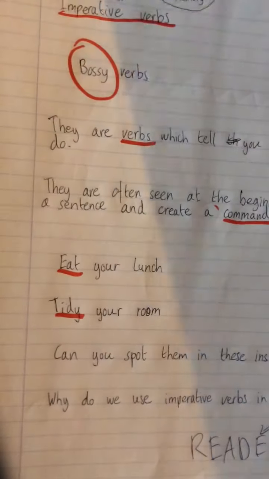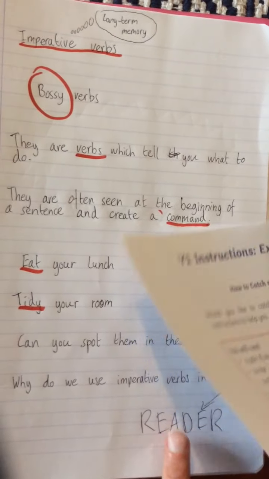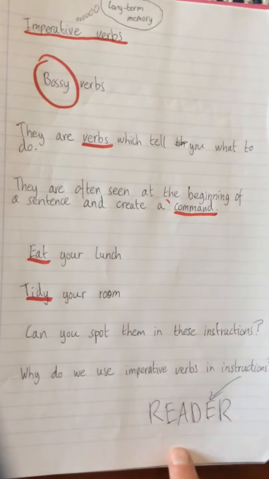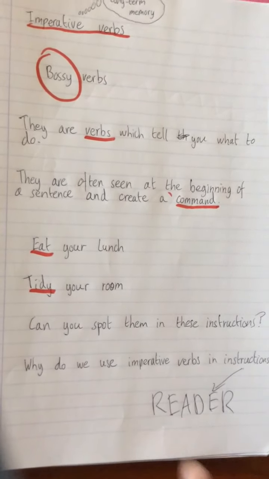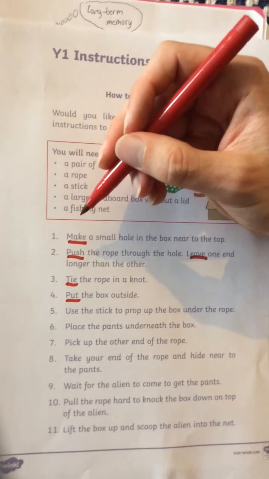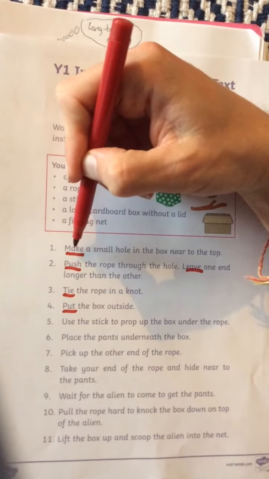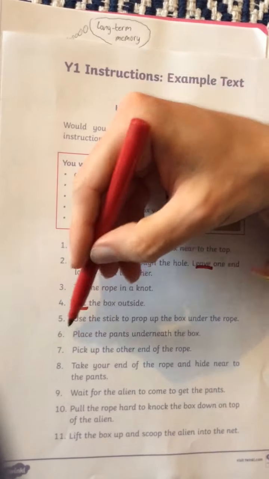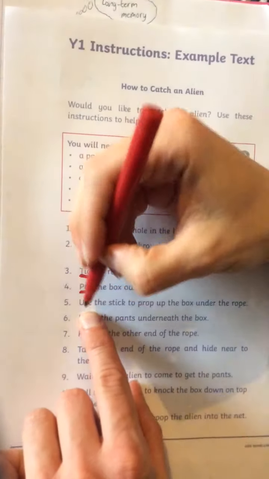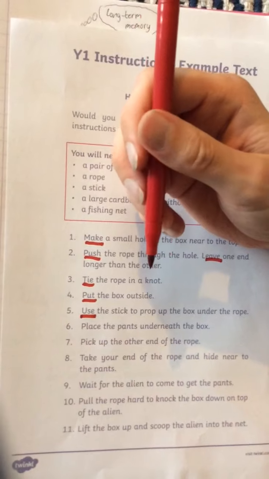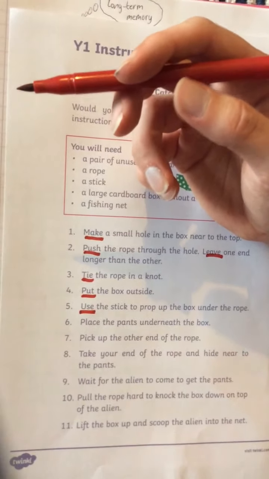Okay? So, why do we use imperative verbs in instructions? Well, it's all for this fella, the reader. Remember, this week we're thinking about reception children. We want to tell the reader exactly what to do. We don't want them misunderstanding us. So we tell them straight away what we want them to do. Make a small hole in the box near the top. Use the stick to prop up the box under the rope. These are bossy verbs. These are imperative verbs. They tell the reader what to do straight away. They're commands. We're not asking them to do anything. We're not being polite. We're telling them what to do.